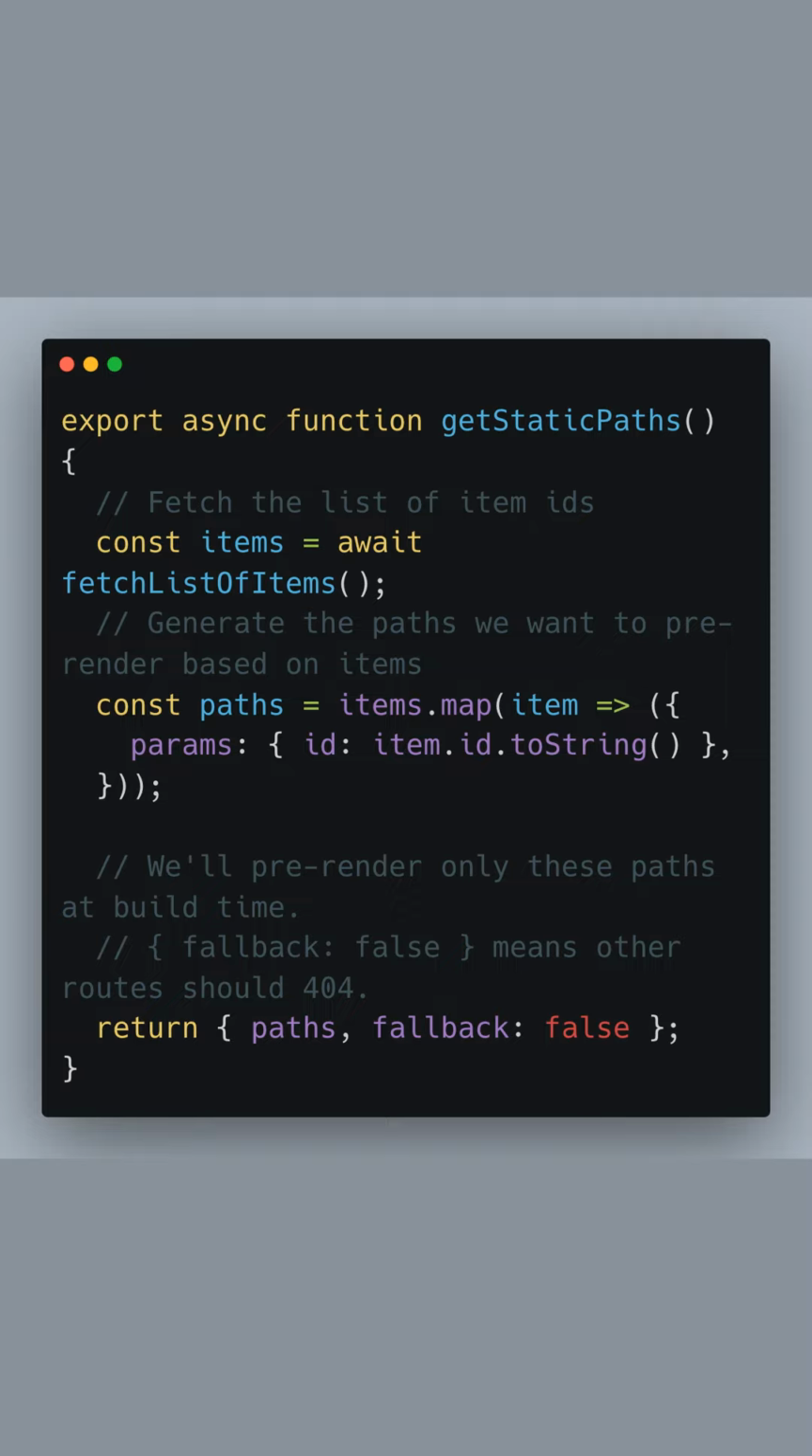In our code, we start by fetching a list of item IDs from an external source, possibly a database or API. Next, we map over the retrieved items, creating an array of path objects with each item's id as a parameter. Lastly, we return this array as paths and set fallback to false, which tells Next.js to serve a 404 for any paths not specified here.